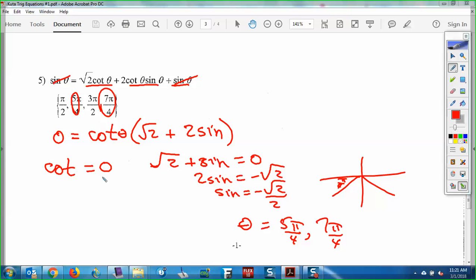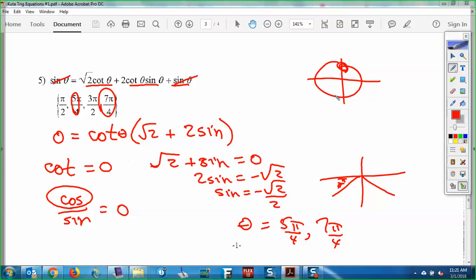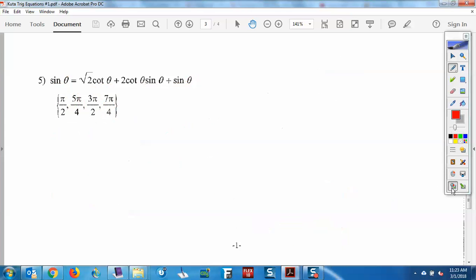And then cotangent is 0. How did we say to do that? Cosine over sine. Cosine over sine is 0. So cotangent 0 is basically when is cosine. A fraction is 0 whenever the top is 0. So cotangent is 0 when cosine is 0. And cosine is 0 up here at pi halves and 3 pi halves. Okay, so factoring was big on several of these.